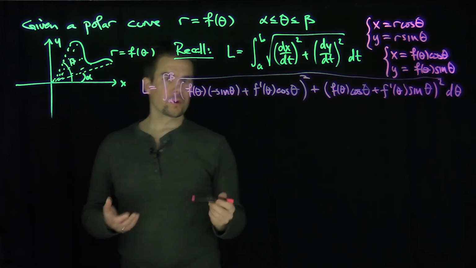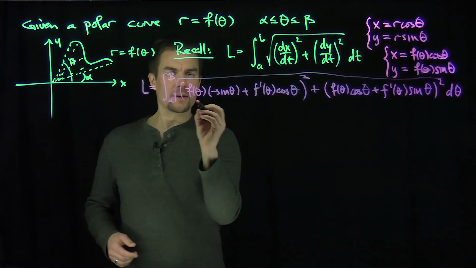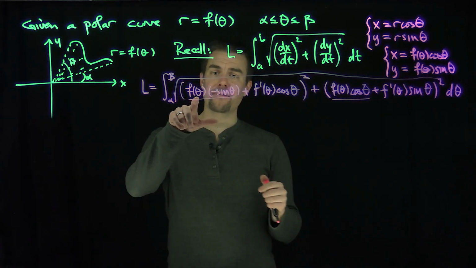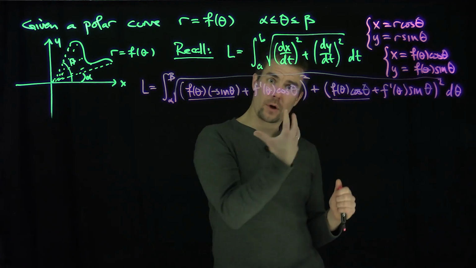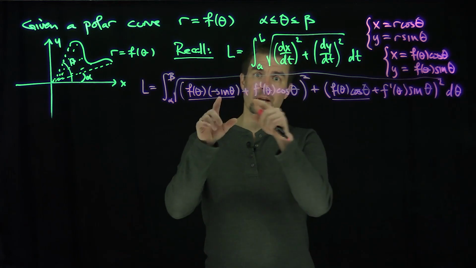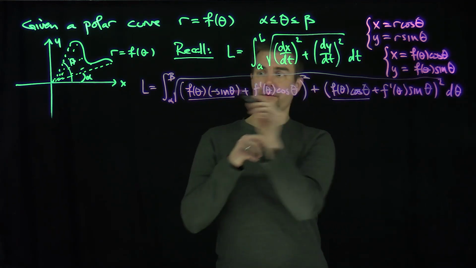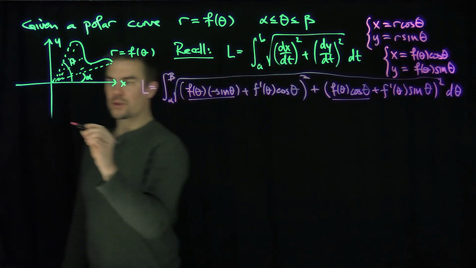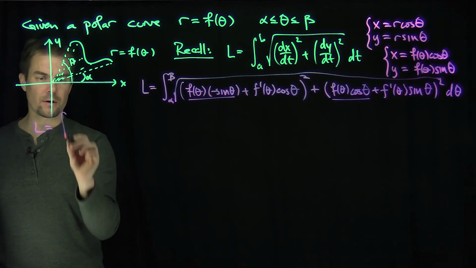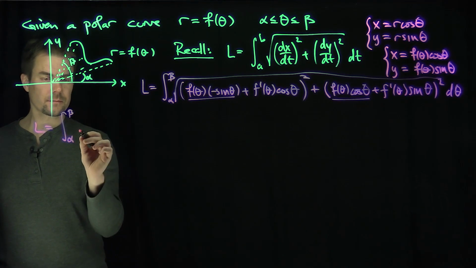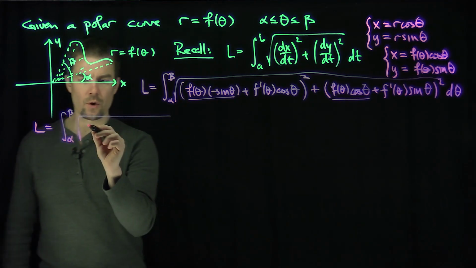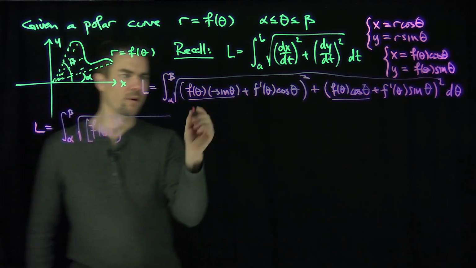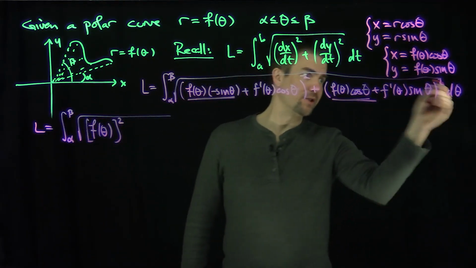And so now we're going to make an observation over here. When I square this term and square this term and add them together, what will happen? I'll have an f squared sine squared and an f squared cosine squared. So the first terms I'm going to get in my foiling out of this first expression and this first expression over here will simplify to f of theta squared. So L is going to be the integral from alpha to beta of the square root of, what will we get? We'll get an f of theta squared from this term and this term when I square them.